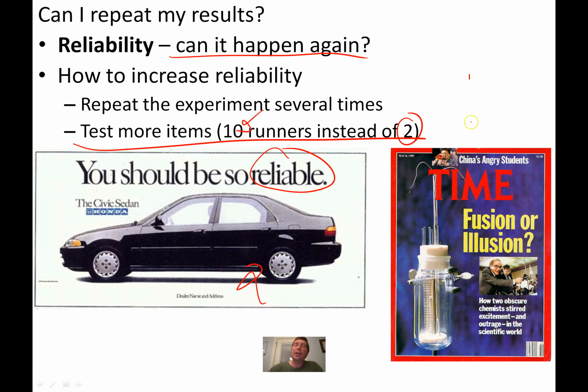The reason I got this picture down here, and the reason why it matters if we can repeat something, is this is something that happened at the University of Utah. They claimed that they invented cold fusion back in the 80s. They could never make it happen again. And so that shows why reliability is important, that if you can't make it happen again, you really haven't done anything.